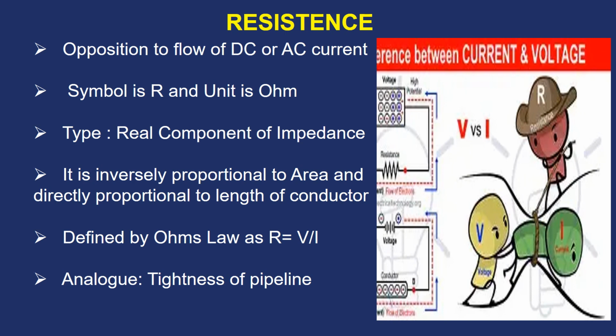It is valid for both DC as well as AC current. Its symbol is R and its unit is ohm. What is the type of it? It is the real component of impedance. Normally impedance is categorized in AC analysis circuits. So there are two parts, one is real and one is the imaginary part. So this caters for the real component of the impedance.